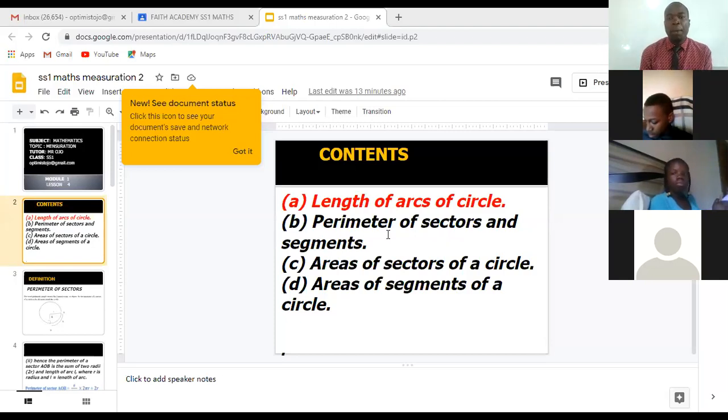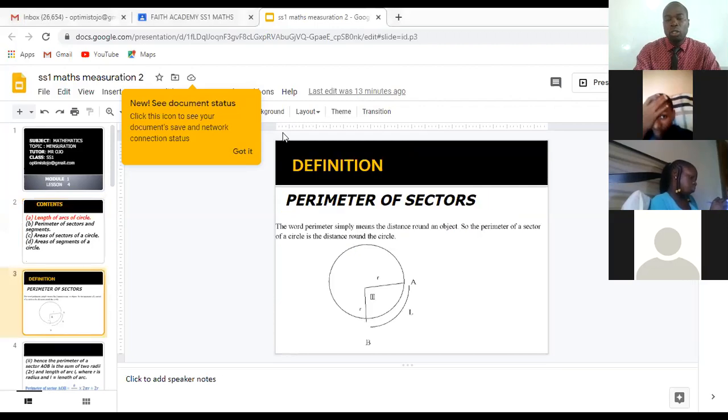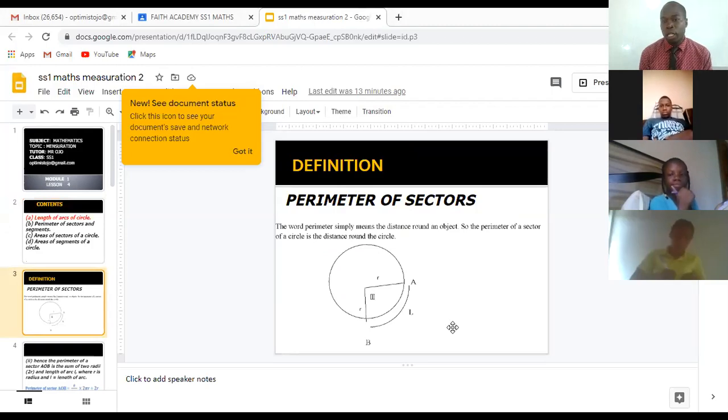Now, for you to calculate the perimeter of a sector, you must first of all calculate the L, the length. The word perimeter means the distance around an object. So the perimeter of a sector of a circle is the distance around the sector. Is that okay? I will give you a chance to write, but please, we should not waste time.